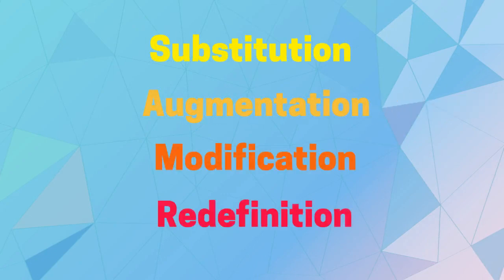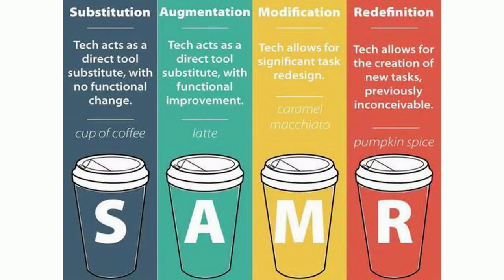The SAMR model can be shown in many ways, such as climbing up rings of a ladder, or the deep end versus the shallow end of a pool. However, my personal favorite example uses cups of coffee. It shows substitution as a simple cup of coffee. The next stage, augmentation, is a latte, a little more special, but not that unique.